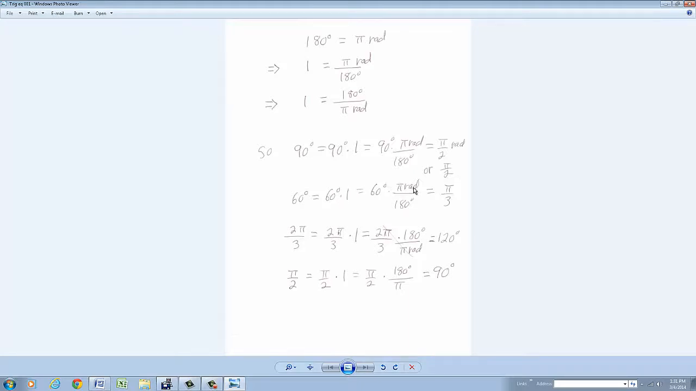Replace the 1 by pi radians over 180. Notice the degrees cancel out. The 60 into 180 goes 3. So this comes out to pi over 3 radians, or I'll just say pi over 3.